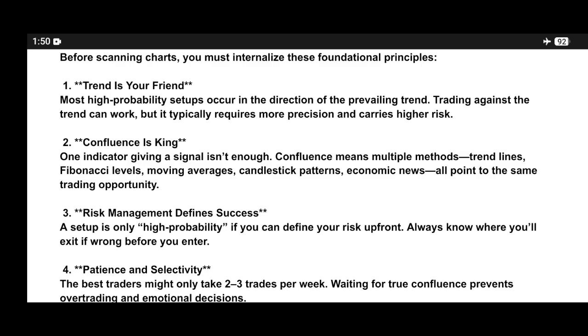Number two, confluence is king. One indicator giving a signal isn't enough. Confluence means multiple methods, such as trend lines, Fibonacci levels, moving averages, candlestick patterns, and economic news, all pointing to the same trading opportunity.